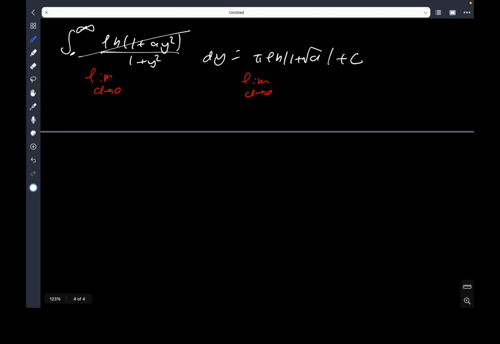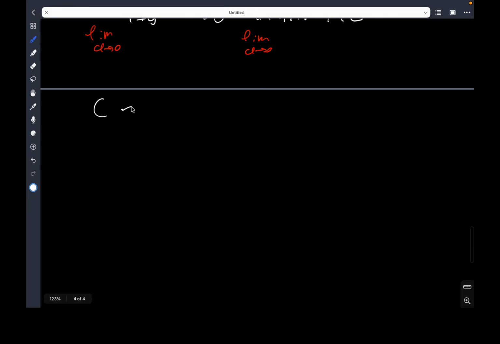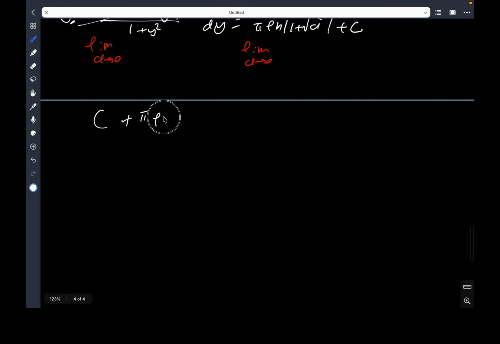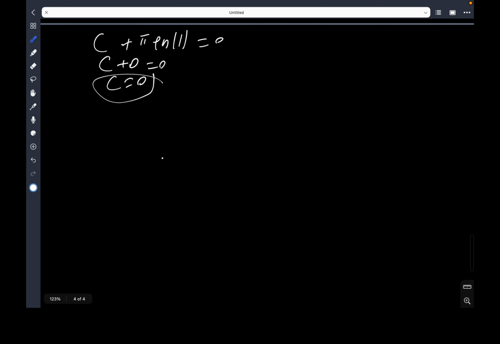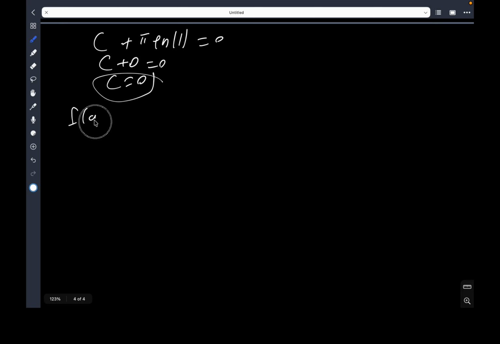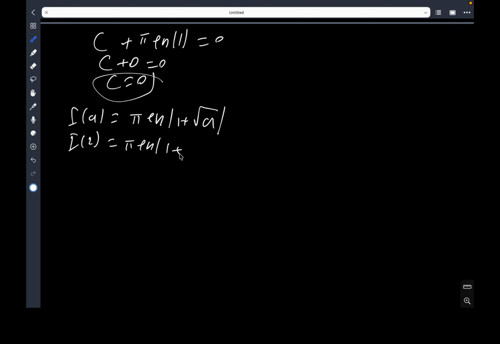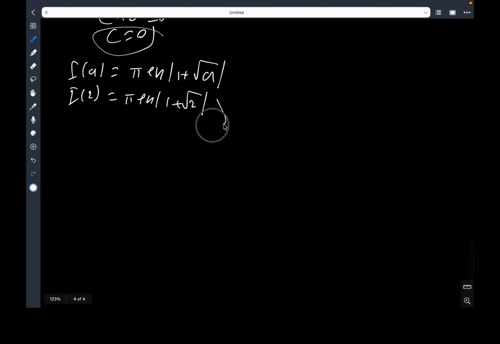Thus, this integral is going to go down to 0, and it's going to be c plus pi ln 1, which is 0. C plus 0 is 0, so c is equal to 0. Now I can write my I of a as pi ln of 1 plus root a. And I was looking for I of 2. Therefore, if I plug in 2 here, I'm going to get pi ln of 1 plus root 2. And this is the exact value of our integral.